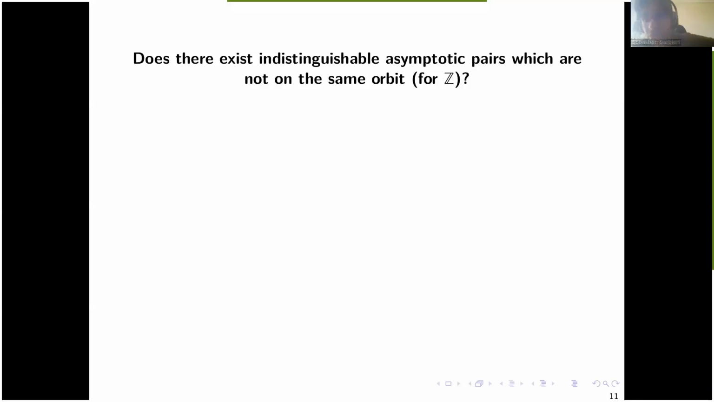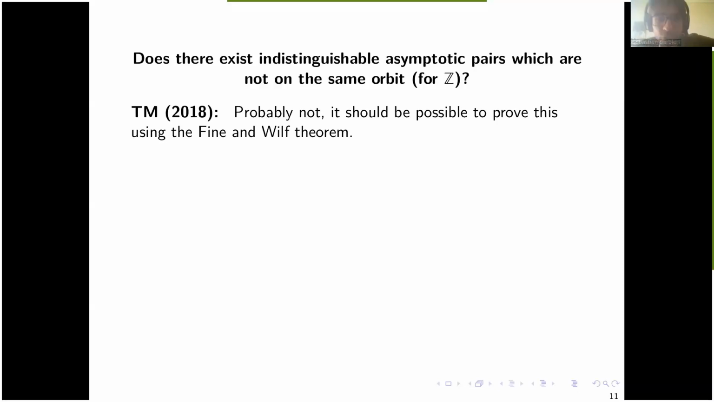Well, I was looking at this question after doing this Gibbs theory stuff, and I asked Tom Meyerovitch, it was 2018, and he said, probably not. It should be possible to prove that there are no non-trivial asymptotic pairs using the Fine and Wilf theorem. I tried for some time. I failed. I didn't manage to prove this, so I gave up.